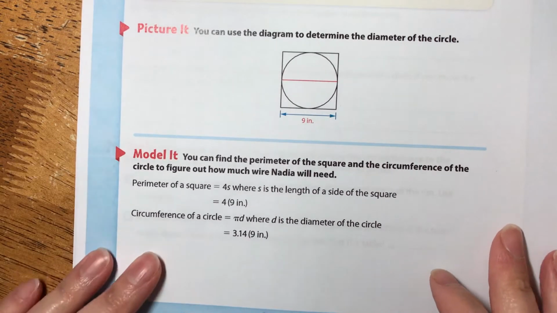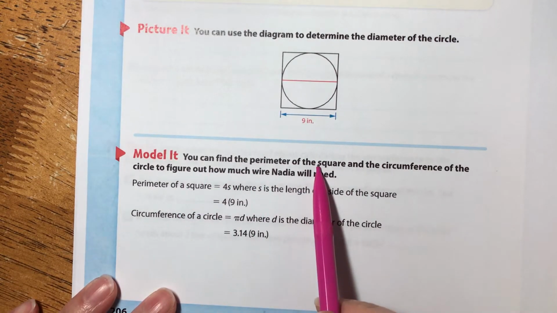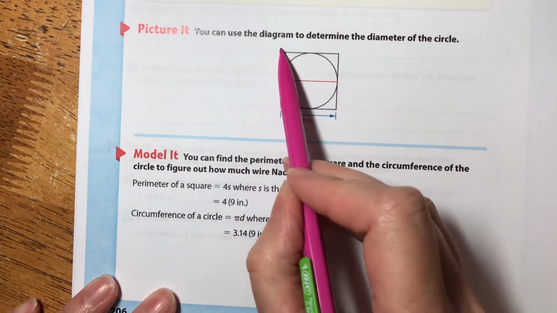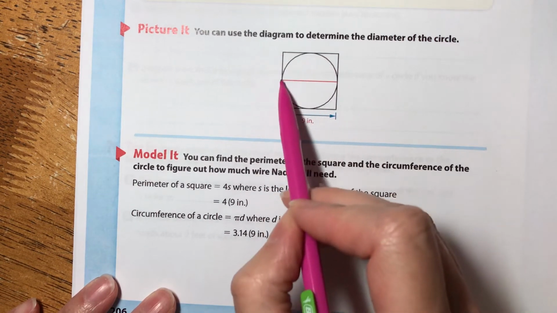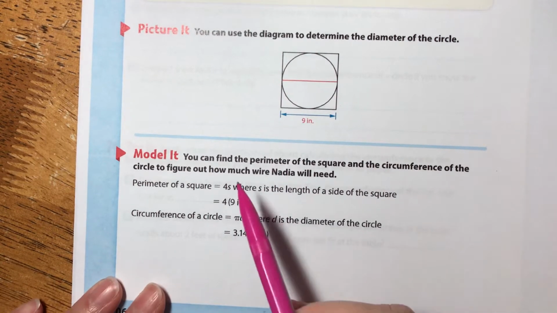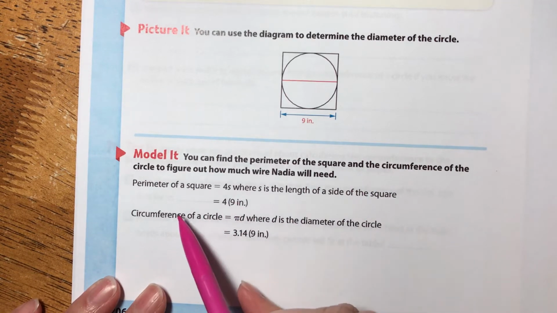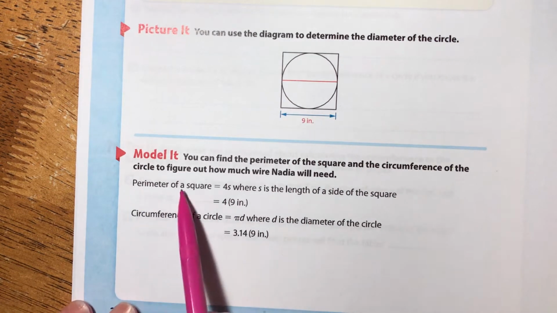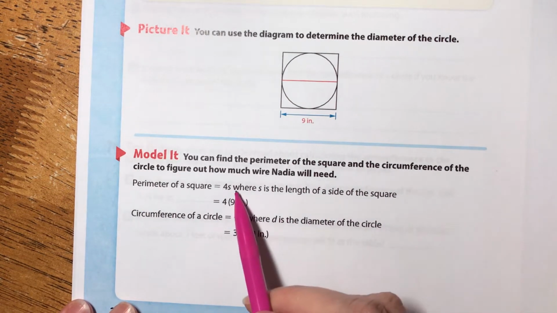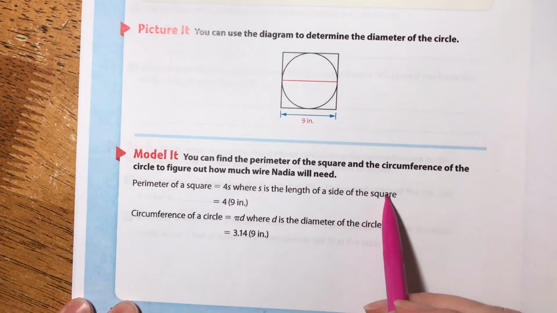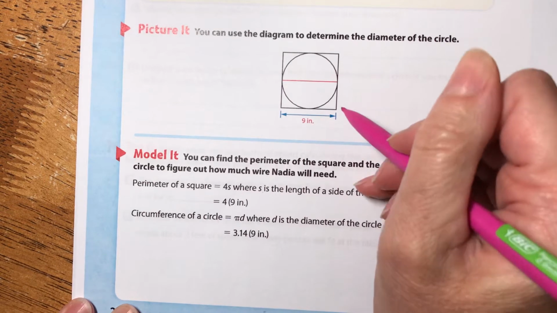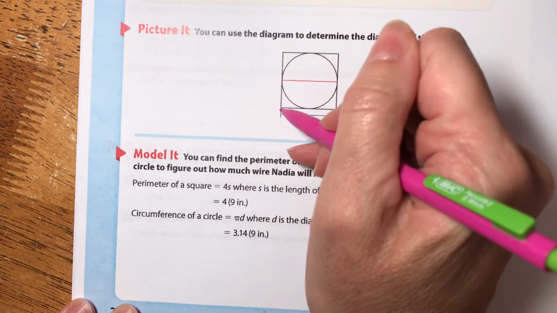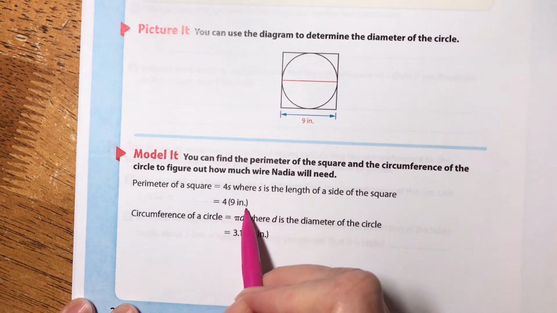You can find the perimeter of the square and the circumference of the circle to figure out how much wire she needs. I need to know the perimeter of the square and the circumference of the circle. Remember, circumference is exactly the same thing as perimeter; for a circle, they just use the word circumference. Perimeter of the square is 4s, where s is the length of the side. If the side is 9 inches, let's walk around it: 9 plus 9 plus 9 plus 9, or just 4 times 9.